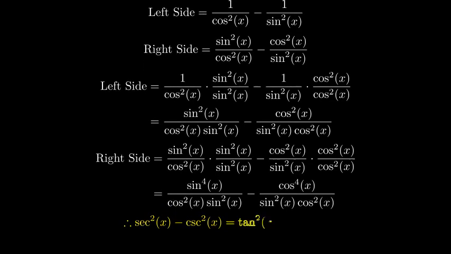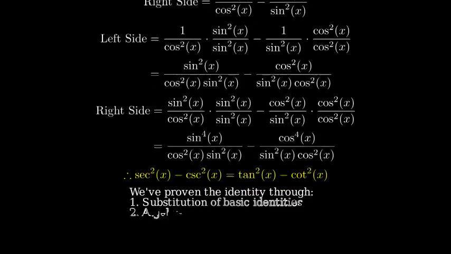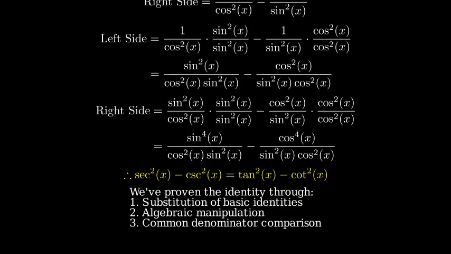Looking at the numerators, we can see that both expressions are equal. Sine squared minus cosine squared over cosine squared times sine squared. And that completes our proof. We've shown that secant squared minus cosecant squared equals tangent squared minus cotangent squared through direct substitution and algebraic manipulation.